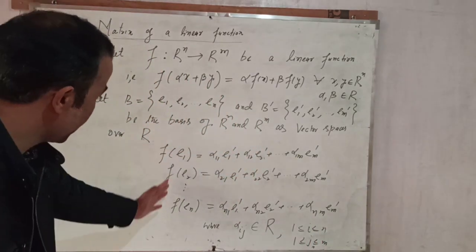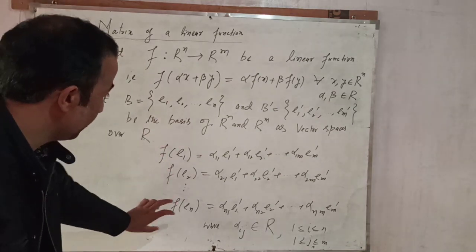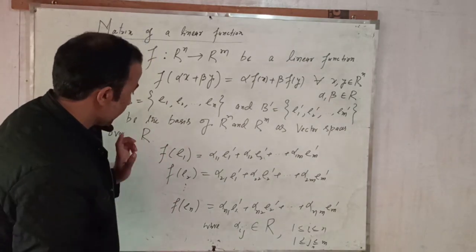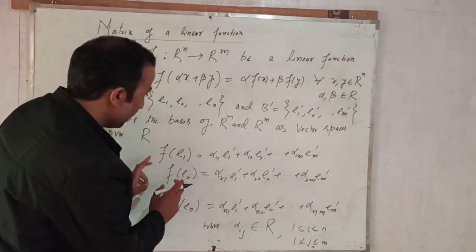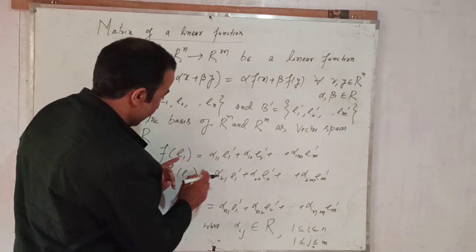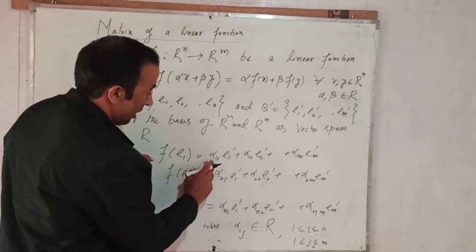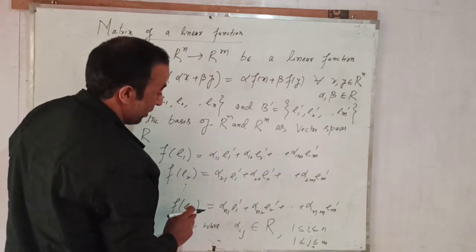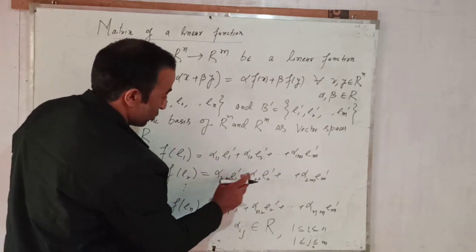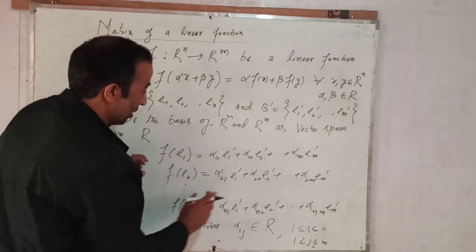So this is the expression for each of these images. Now, what is the matrix of this F? We simply take these scalars in this expression. Alpha 1 1, alpha 1 2, so on, alpha 1 m. Similarly, alpha 2 1, alpha 2 2, so on, alpha 2 m, and so on, all these.